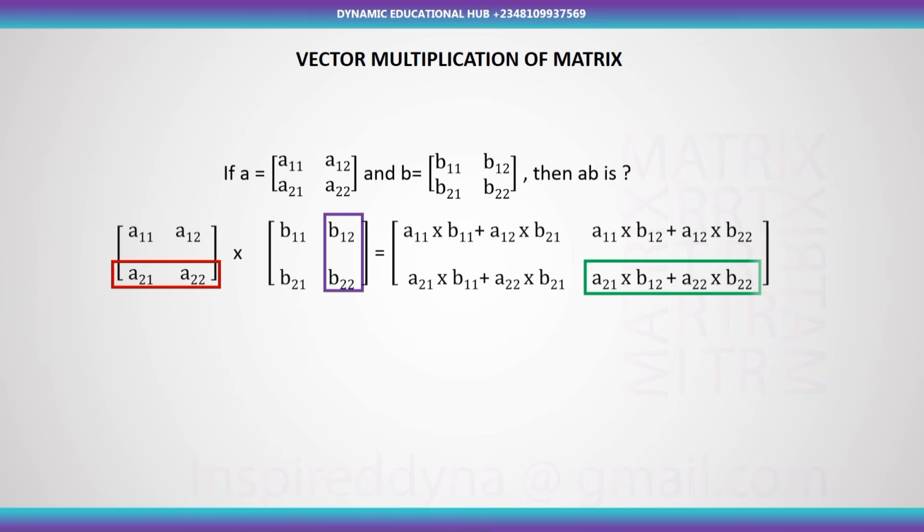Still on the second row of the first matrix, you will move to the second column of the second matrix and multiply them together. What are you going to get? You are going to get A21 multiplied by B12 plus A22 multiplied by B22. You can compute your answer after you have done this. Then you can write your answer if you have values here.